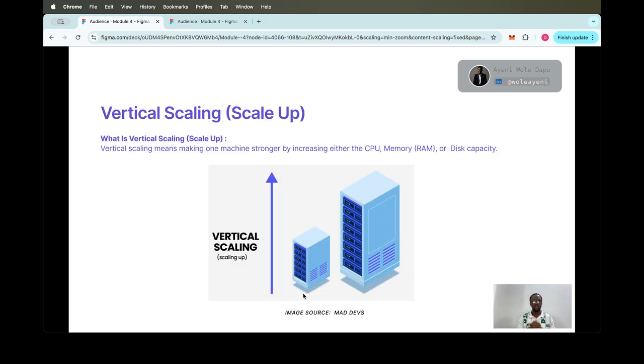Under this section, firstly, we'll be looking at vertical scaling, or scale up. What does this mean? According to my definition here, vertical scaling means making one machine stronger by increasing its memory size, the CPU, or the disk capacity. Let's bring it home to something relatable.